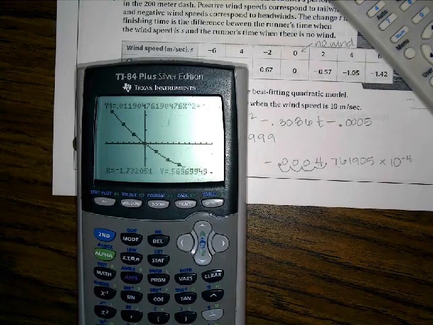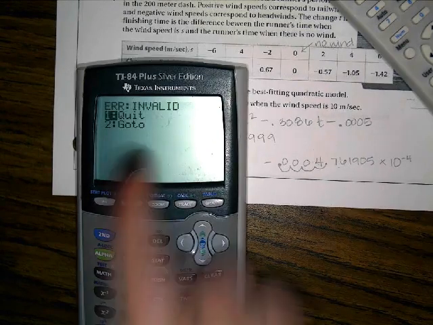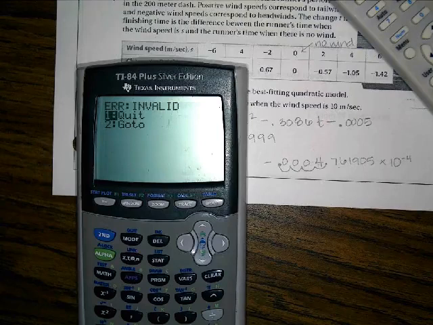It can plug in any number that I want, any decimal that I want. It just has to be one of the X values that's currently within that window. If I ask the calculator to plug in 20, it's not going to plug in 20 because 20 is bigger than the window that I have. Does that make sense? So once you have your equation plugged into the calculator, it can find things for you using that equation.